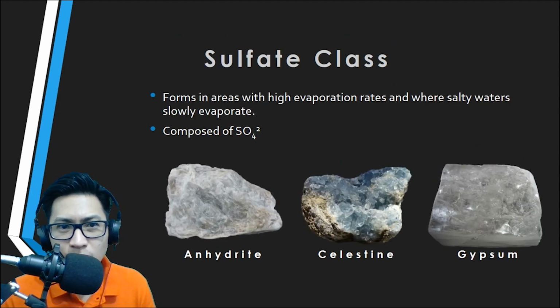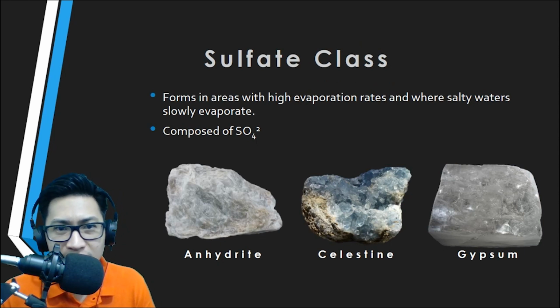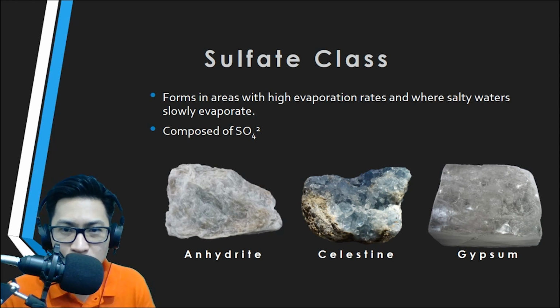The next one, we have the sulfate class. It forms in areas with high evaporation rates and where salty waters slowly evaporate. The sulfate minerals are a class of minerals that includes the sulfate ion, okay, within their structure, or the SO4. The sulfate minerals occur commonly in primary evaporite depositional environments. Okay? Katulad halimbawa ng anhydrite, ng celestine, and even the gypsum.